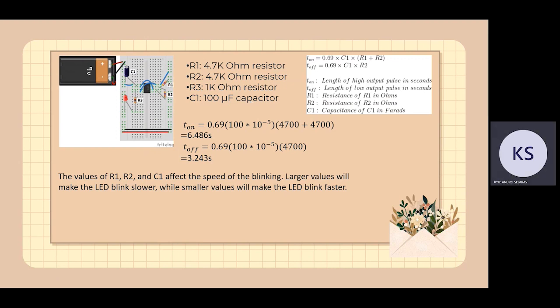So in order to compute the time our LED is turned on, I will use this formula. T on equals 0.69 times C1 times R1 plus R2. Using this formula, we get T on of 6.486 seconds, and T off of 3.243 seconds.